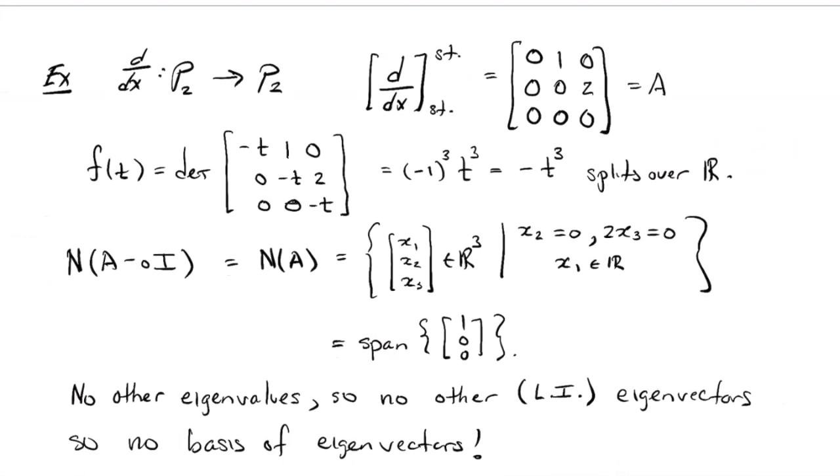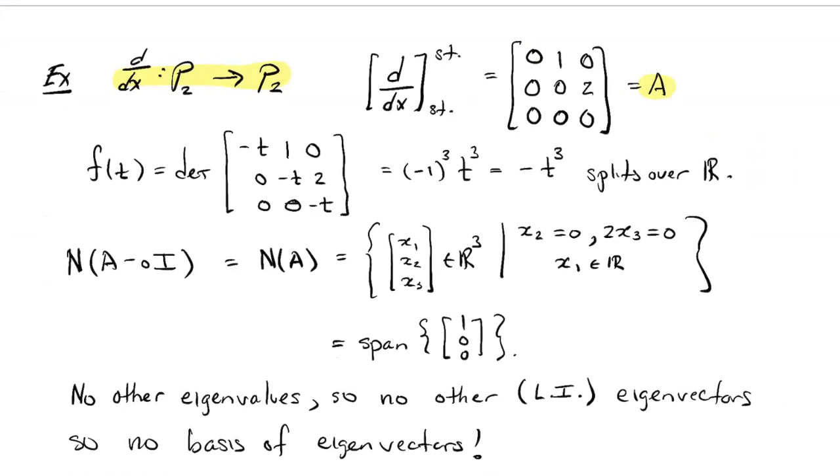Let's look at a quick example to end this lecture. A differentiation operator again. In the standard basis, its matrix, which I'm going to denote by A here, is this. You could stop the video and double check that I've got that matrix correct. So that is the matrix of the differentiation operator in the standard bases.